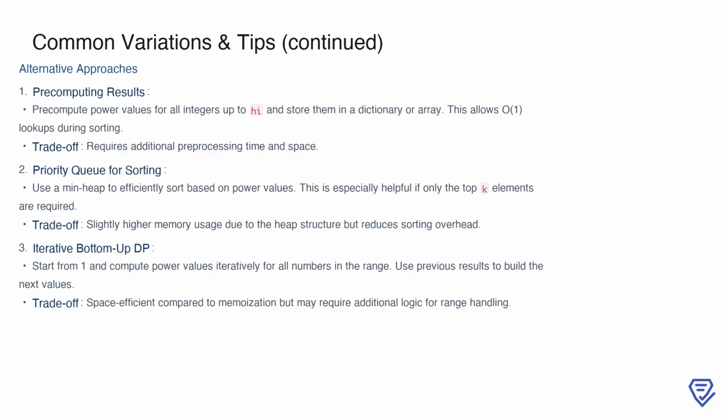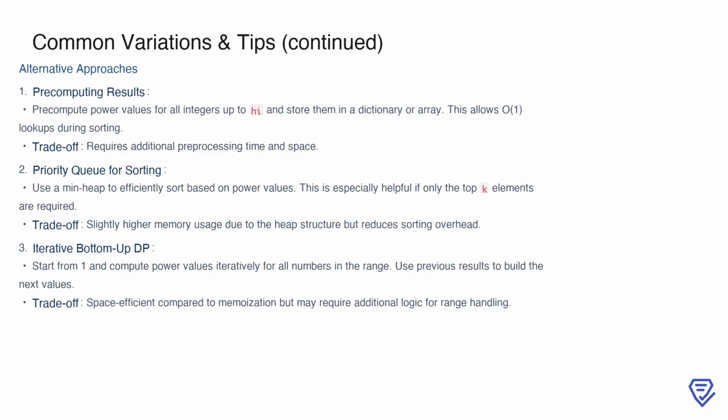Another method involves using a priority queue, or min-heap, for sorting based on power values. This is particularly effective when you only need the top k elements, as it reduces sorting overhead. The trade-off here is slightly higher memory usage due to the heap structure.